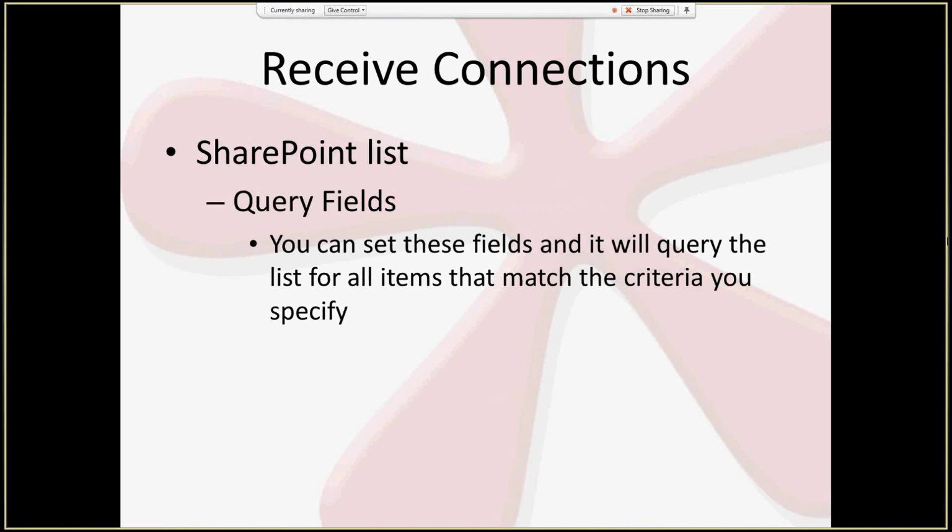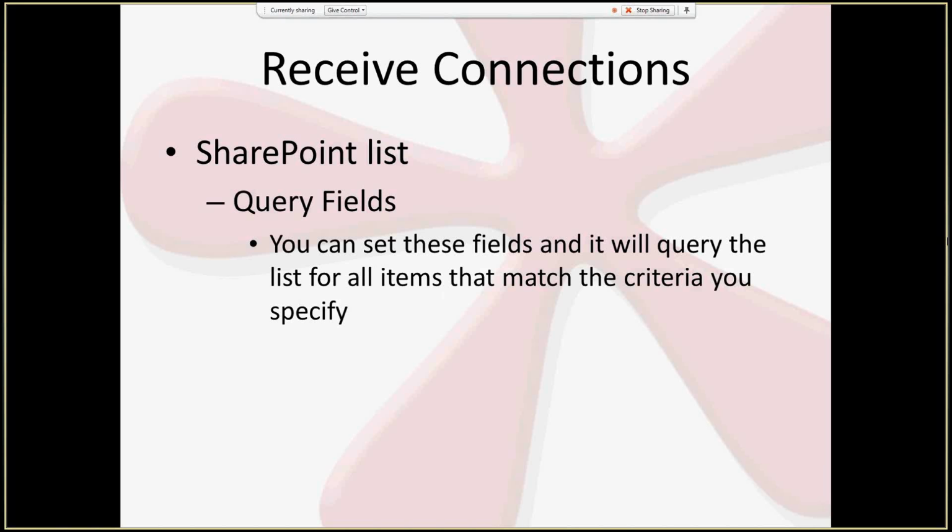Brand new in 2010, specific to the SharePoint List data connection, there's a concept of query fields. Query fields are great because you can now take a parameter, basically a search criteria term, and put it into a particular field. Query the SharePoint List data connection, and it will return only the items that match that particular criteria you specified.